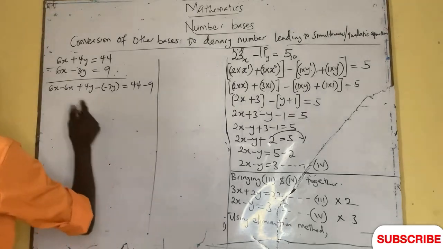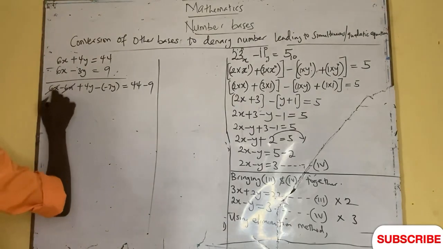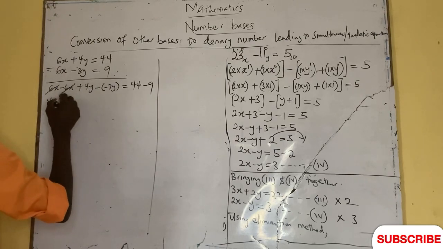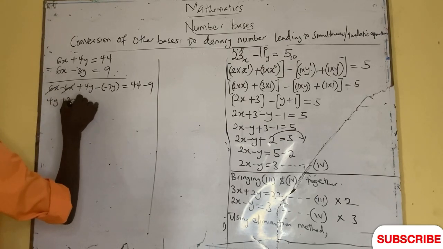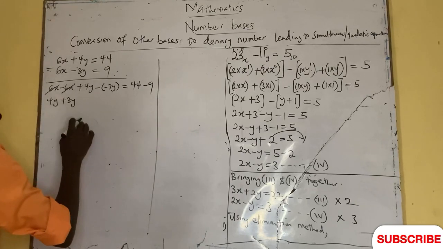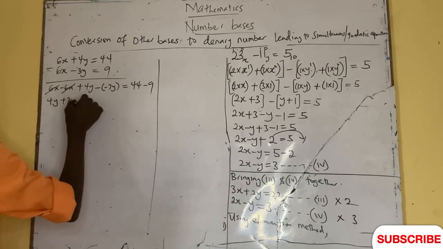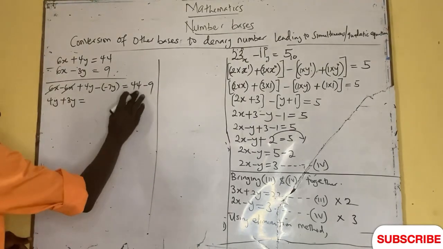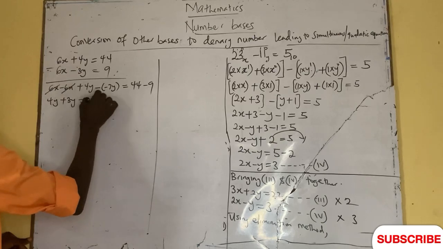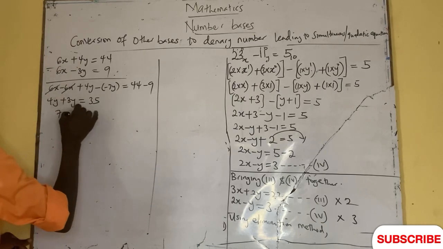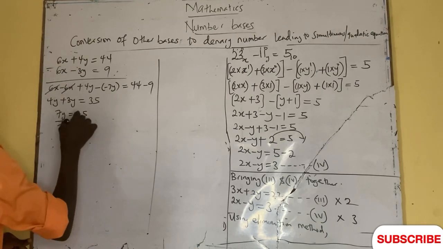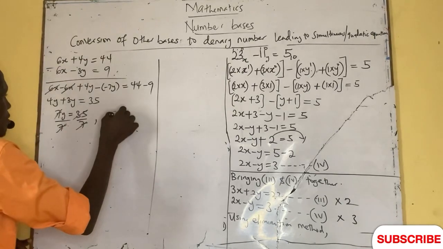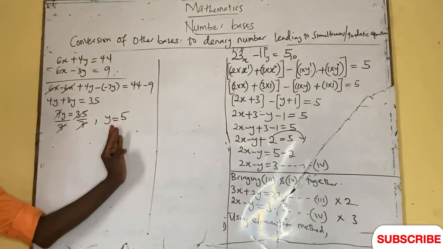So we have, this one definitely cancels. So we have 4y, and minus times minus will give plus 3y, equal to 44 minus 9. 44 minus 9 is equal to 35. So we have 7y equal to 35. So divide both sides by 7. So y is equal to 5. So that's the y.